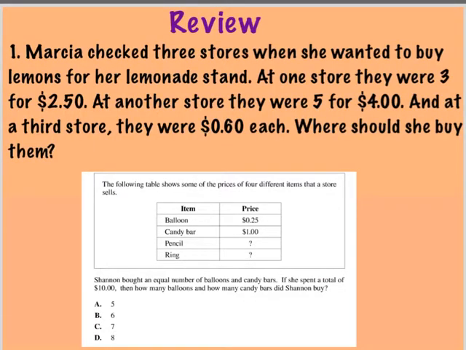So number 1, Marcia checked out 3 stores when she wanted to buy lemons for her lemonade stand. At one store they were 3 for $2.50, at another store they were 5 for $4, and at a third store they were 60 cents each. Where should she buy them? And the next question, the following table shows some of the prices of 4 different items that a store sells. Balloons are 25 cents, candy bars are $1, and I don't know pencils and rings. Shannon bought an equal number of balloons and candy bars. If she spent a total of $10, then how many balloons and how many candy bars did Shannon buy?